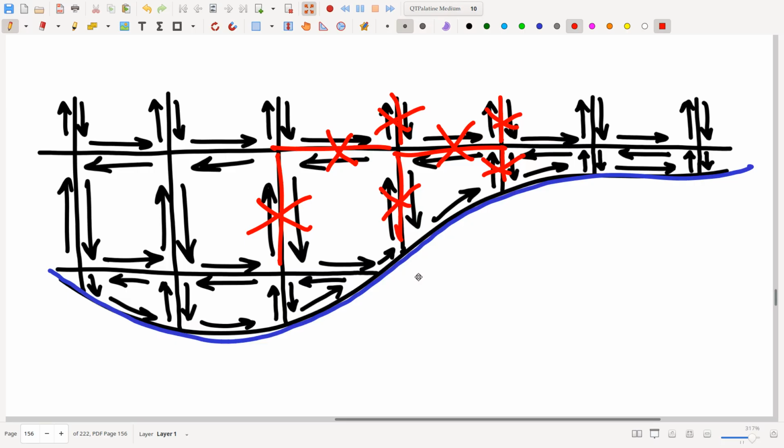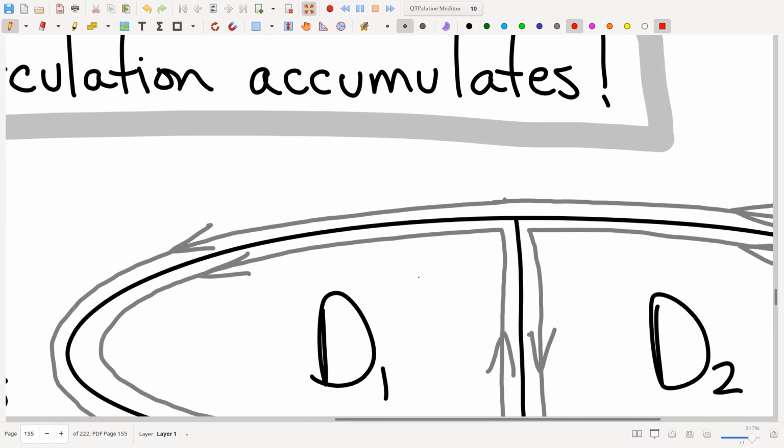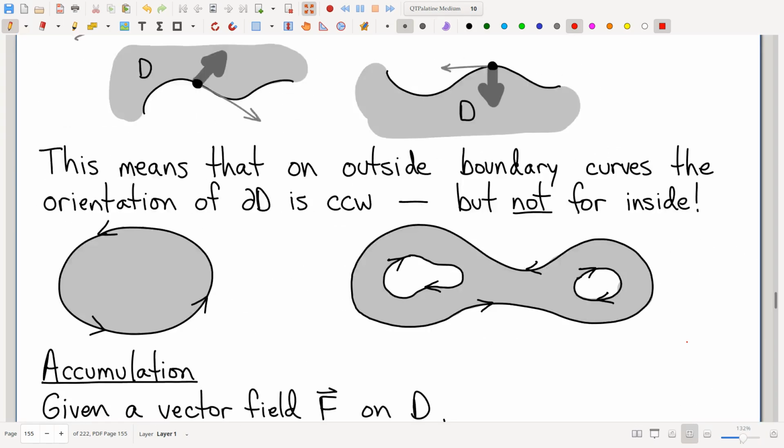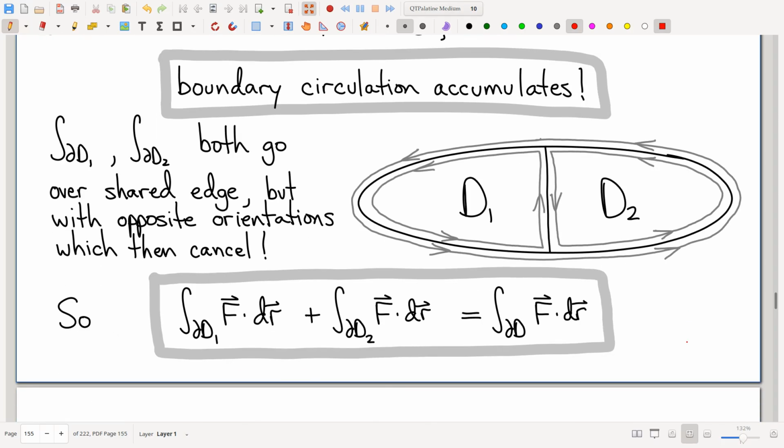Just like in this picture here. Everybody on board? A little surprising. But we've got ourselves a new accumulating quantity.